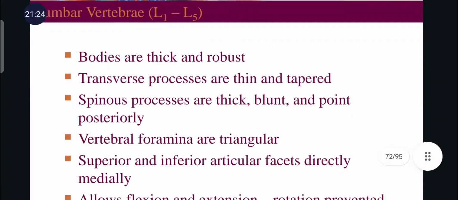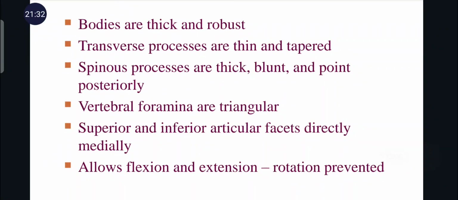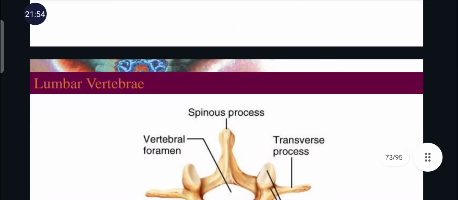The next type of vertebrae are the lumbar vertebrae, L1 to L5, that is 5 lumbar vertebrae. The bodies of lumbar vertebrae are thick and robust. Transverse processes are thin and tapering. Spinous processes are thick, blunt, and point posteriorly. Vertebral foramen are triangular in structure. Superior and inferior articular facets direct medially. They allow flexion and extension movement. Rotation is prevented in that area.